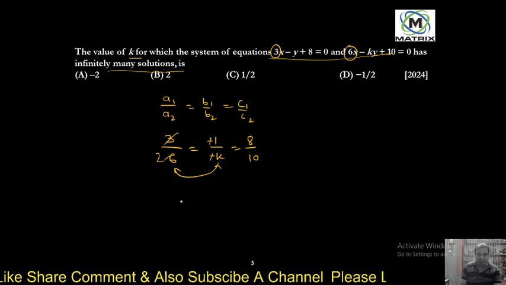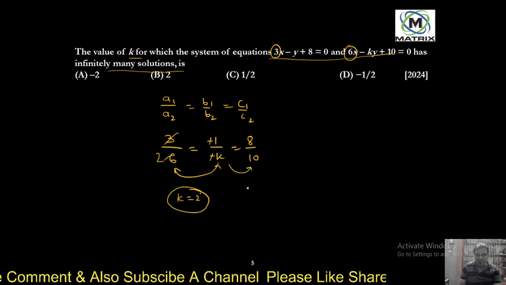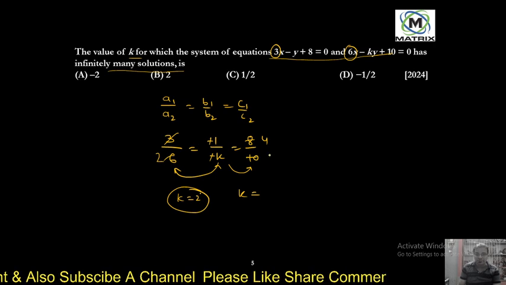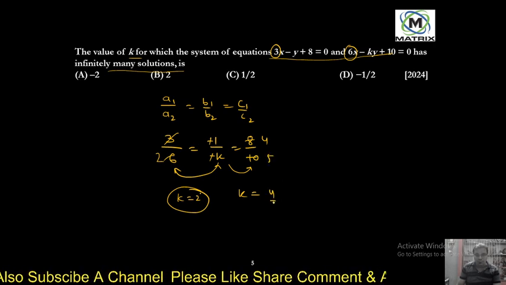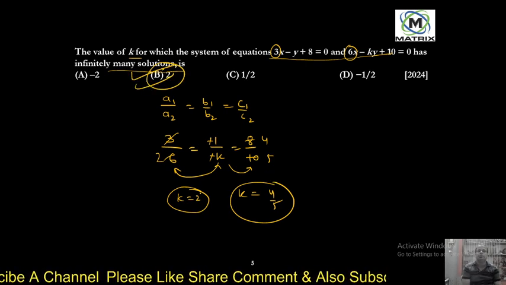3 times 2 is 6, so the value of k is 2. Or if we equate this one, then k is 2 times 4 is 8, 2 times 5 is 10, that is 4 by 5. But in the options we get the value 2, so we have to opt for 2 only.